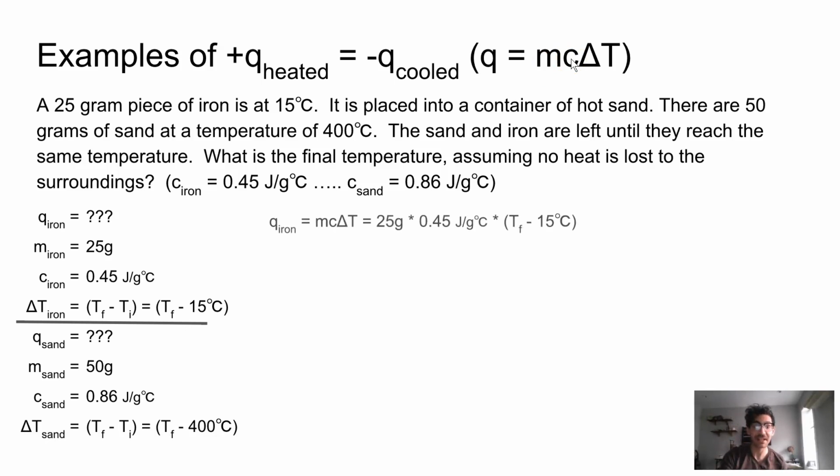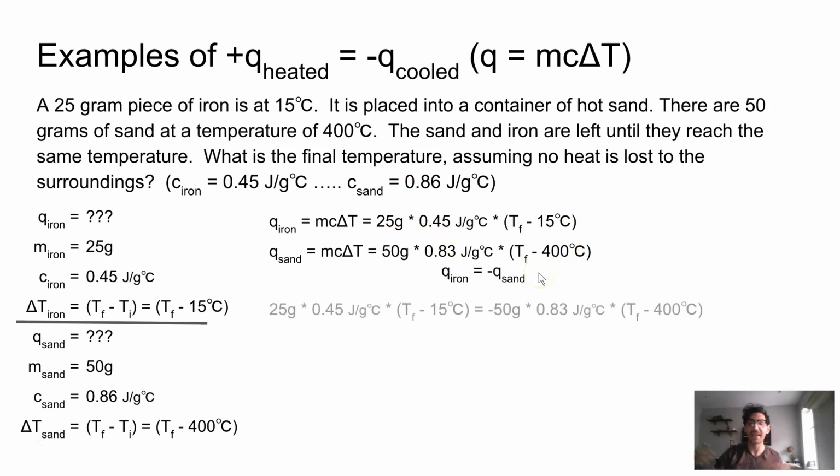But what I can do is write down all the variables I know, the iron and the sand. And I can say to myself, well, Q for that iron, this whole expression here, is going to be equal to the negative Q sand. The sand is getting cooled down because that iron is getting heated up by it. So I could put all this in for Q of iron, and I could put all of this in for my Q sand. And that is exactly what I'm going to do. And I'm going to make sure that I keep that negative sign in the mix.